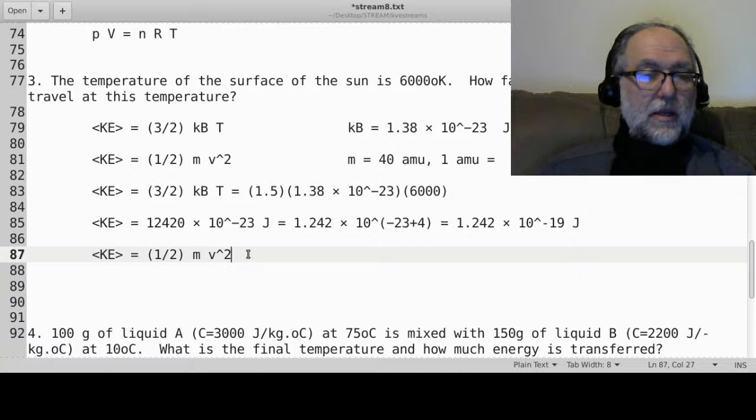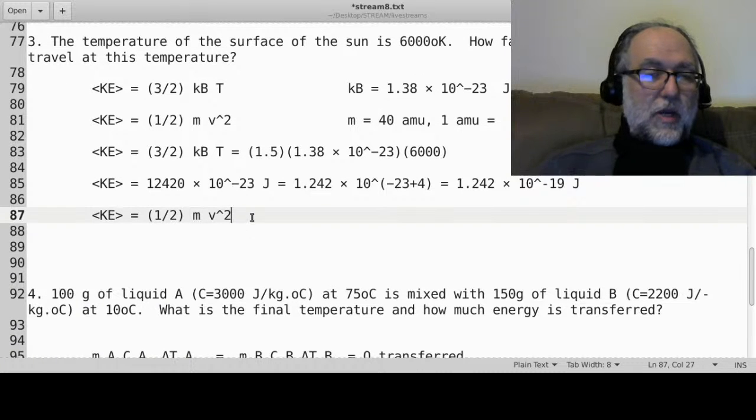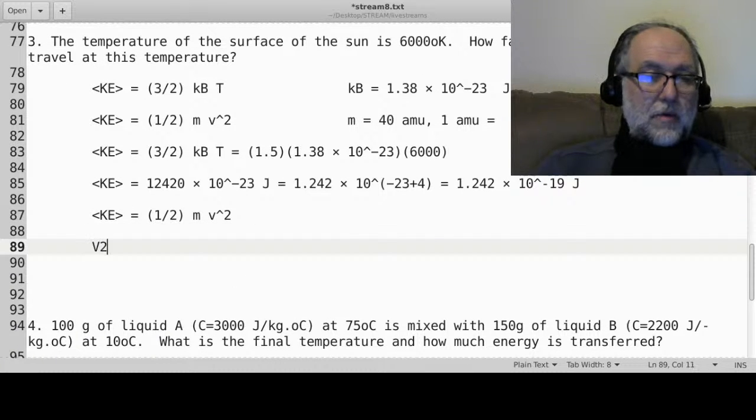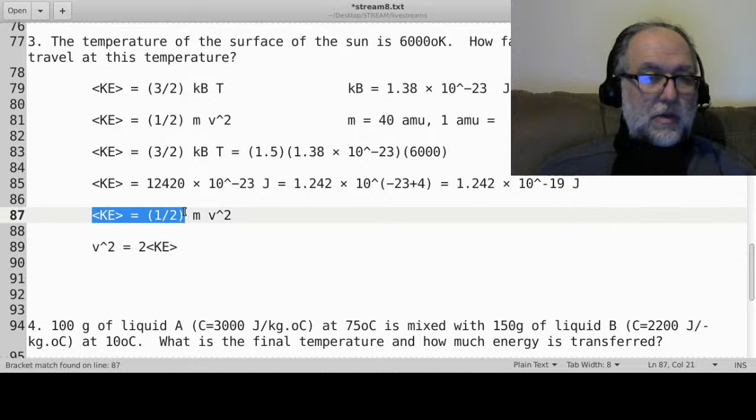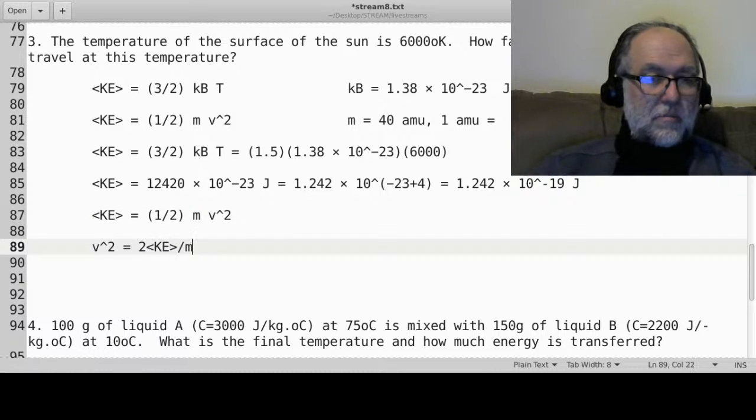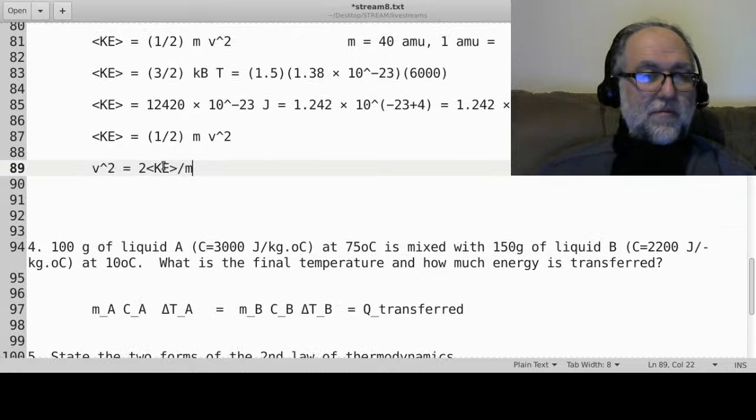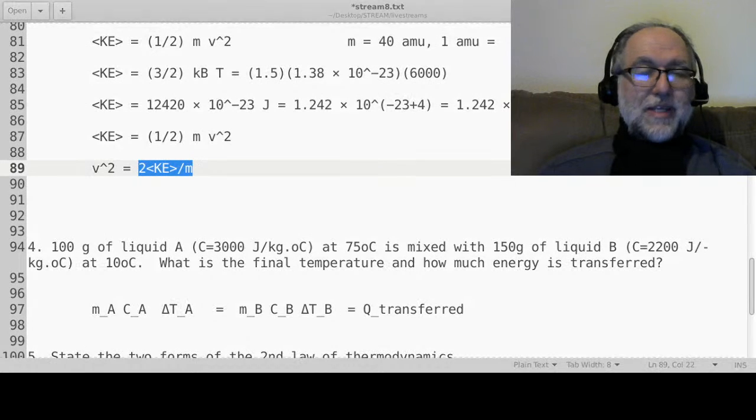Now we're solving for V. Now I like rearranging my equations before plugging in. So I would get that V squared is going to equal, multiply both sides by 2, so I get 2 kinetic energy like this. I multiply both sides by 2 to get rid of the half. Divide both sides by m, and that isolates the V squared. So V squared is equal to 2 times the kinetic energy divided by the mass.